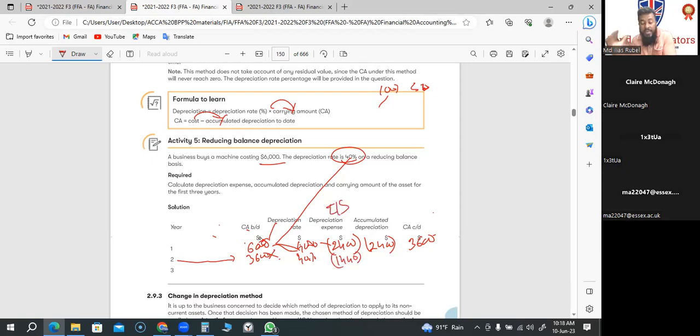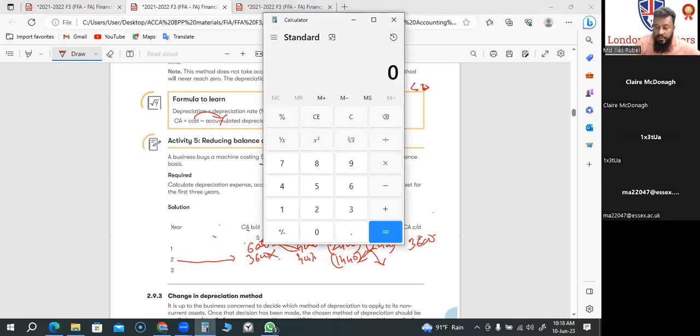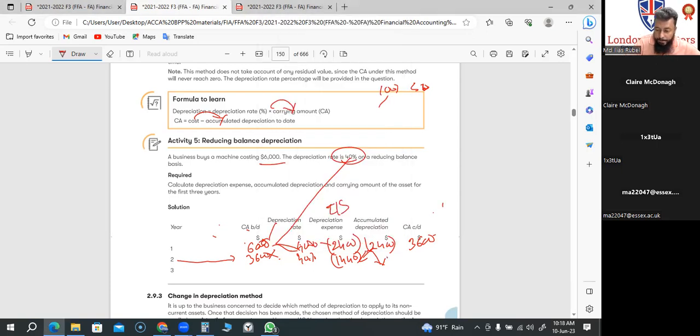But in the balance sheet, accumulated is last year plus this year. That gives you the accumulated depreciation for this year. So last year depreciation was 2,400. This year, 1,440. How much is it? 3,840. And that should be taken away from the cost to get your carrying amount.